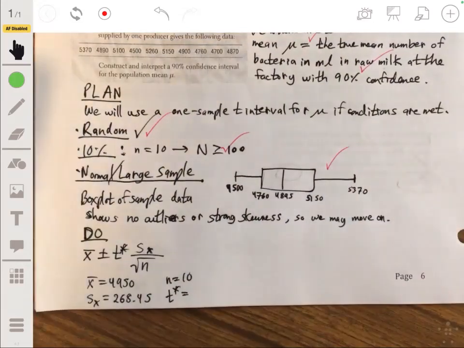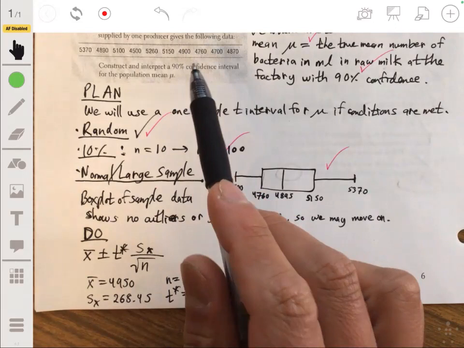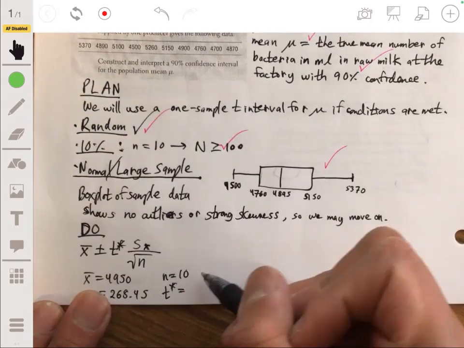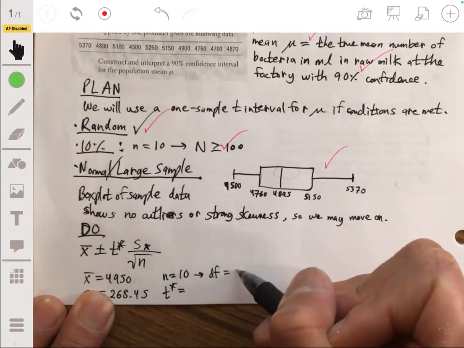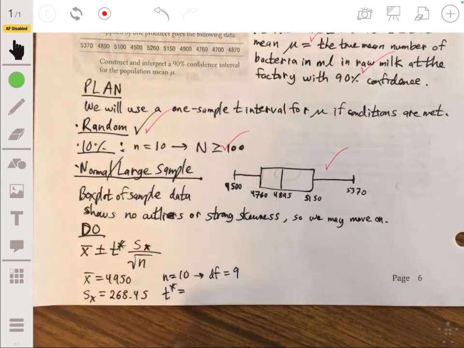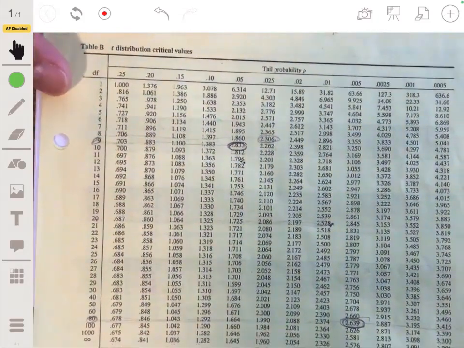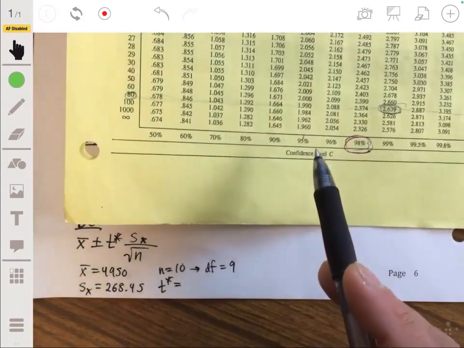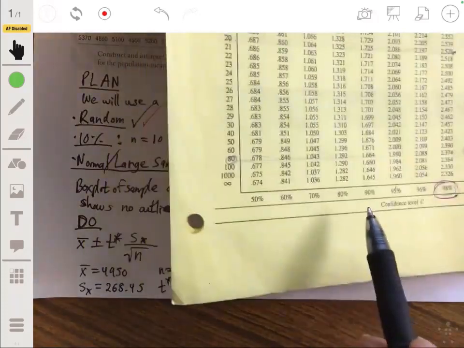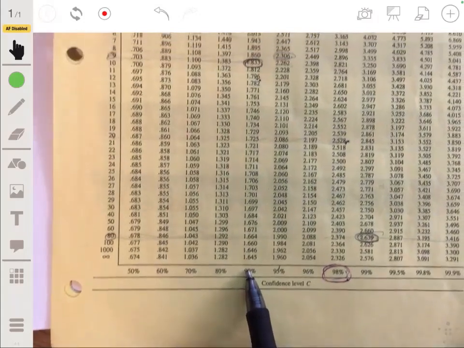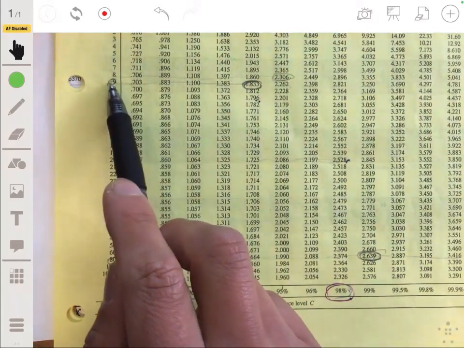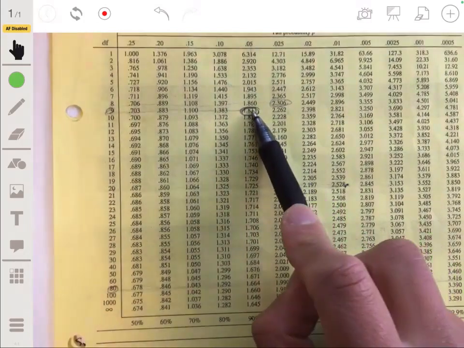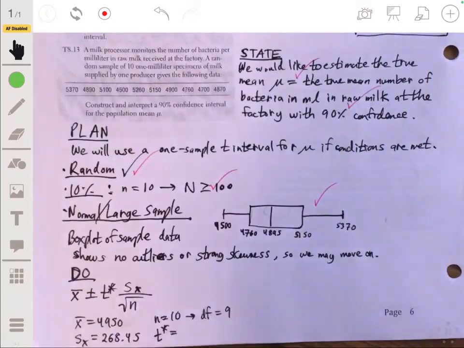And my t star, since we're looking at a 90% confidence interval. To find t star, remember, we have to use degrees of freedom, which is 1 less than the sample size, so the degrees of freedom would be 9. So I can then move on to my table B, which is going to be on your formula packet, for the 90% confidence interval. Remember, down here is going to show the confidence interval. I'm going to look in the row that corresponds to 9 degrees of freedom. So this one right here. And it'll be 1.833. That's my t star.